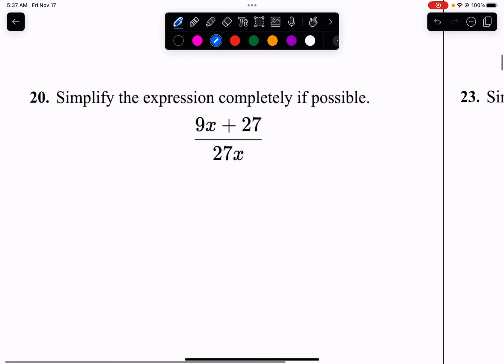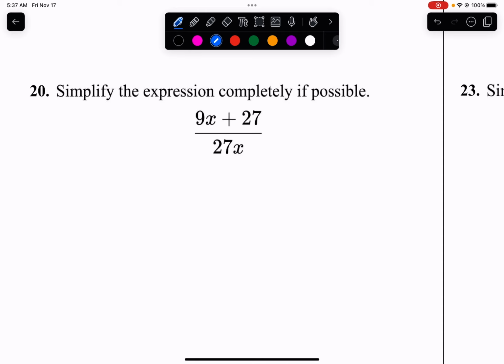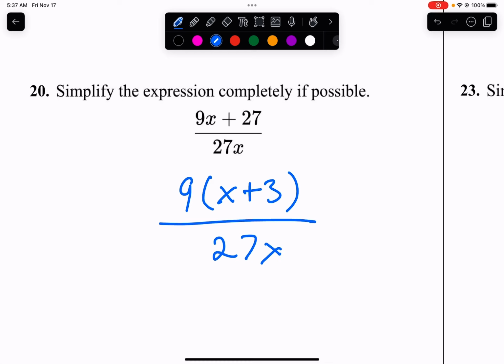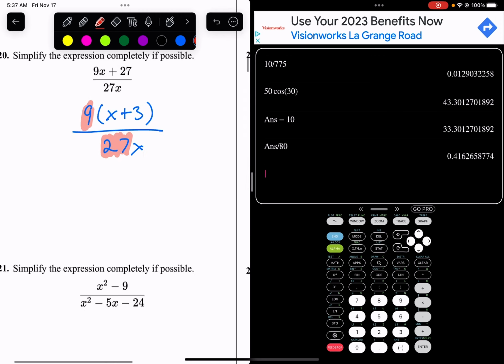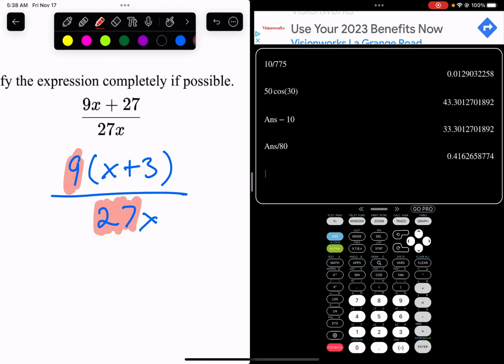All right, next one. We have a binomial on top, which means we're going to look for a GCF. I can take a 9 out, so I am left with x plus 3 all over 27x. Now we're checking to see if there is anything we can cancel on top and the bottom. Notice how both of these have coefficients being multiplied out in front. So what we can do is check to see if we can simplify those coefficients. You can do that in your head, go for it.